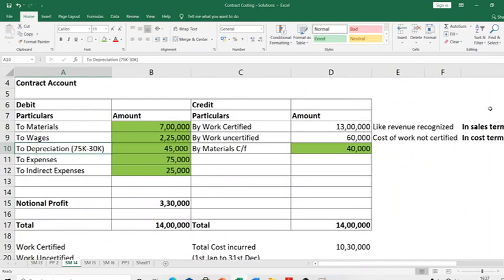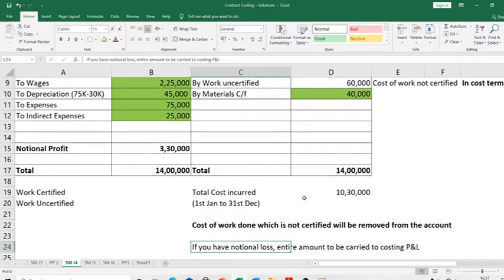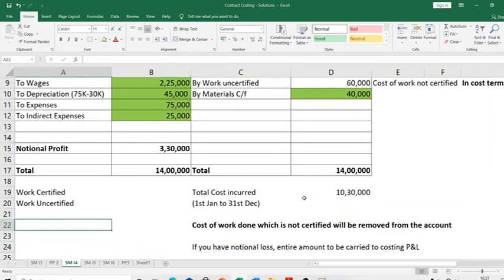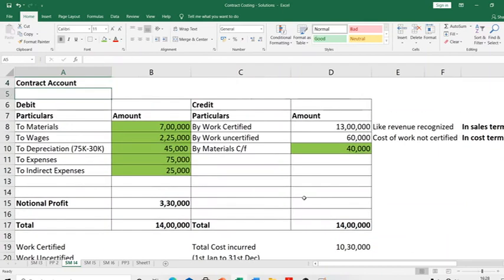Okay, that's important. Last thing I want to tell you in this problem here before I proceed is this simple thing. See, now here in our case, why did we have work uncertified? We had work uncertified because the architect came on 30th of November, but we closed our year on 31st of December.